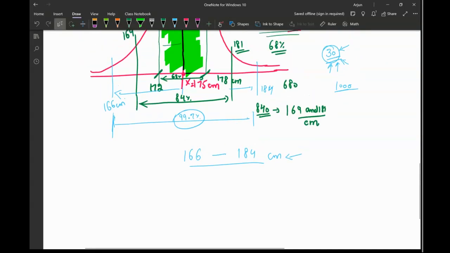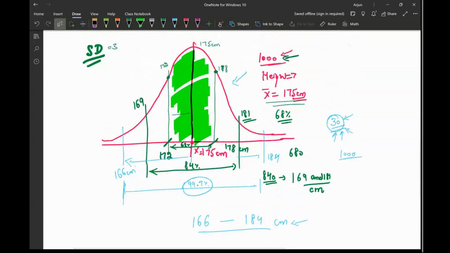So hopefully you were able to understand how the normal distribution graph works.